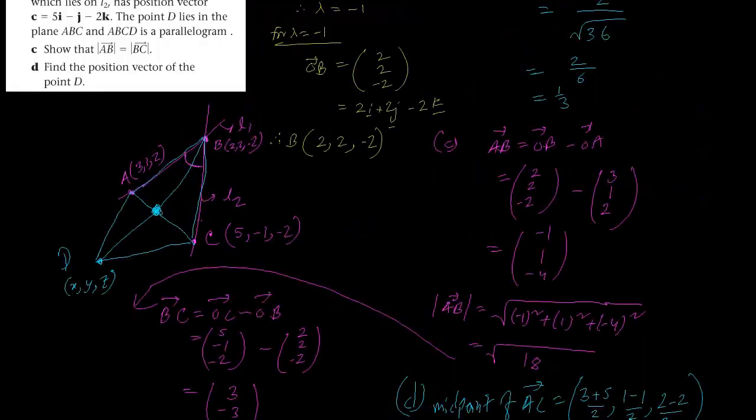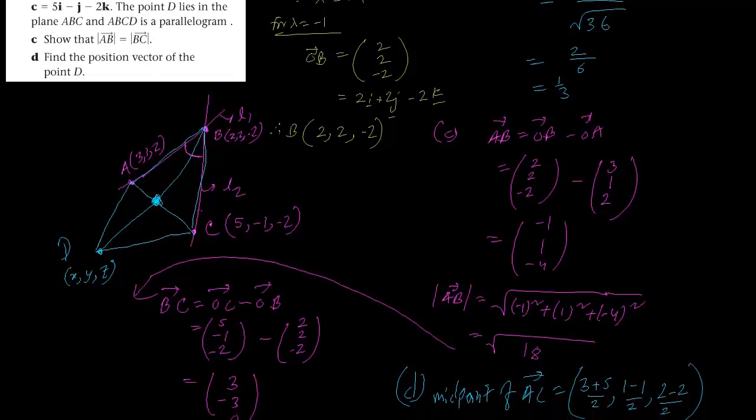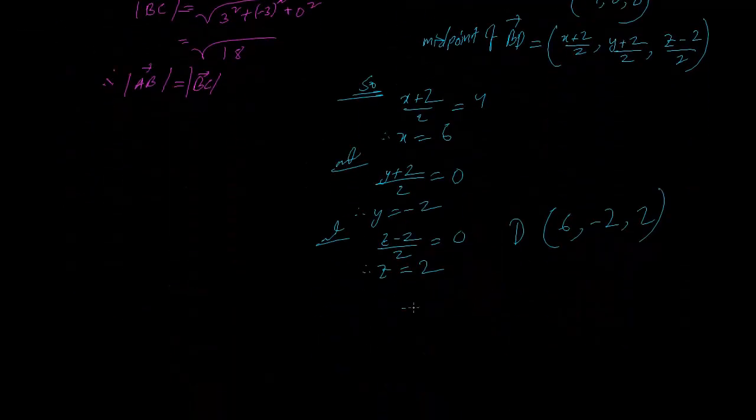It's a good idea to always check with the answer format. So find the position vector. We don't have to find the coordinates of D, we have to write down the position vector. Therefore, OD equals 6i minus 2j plus 2k.